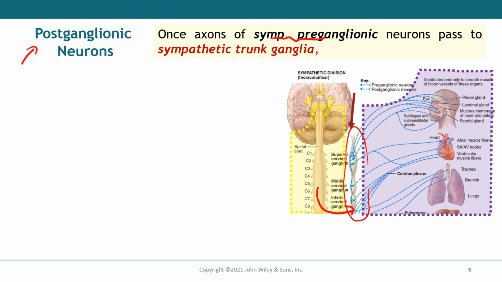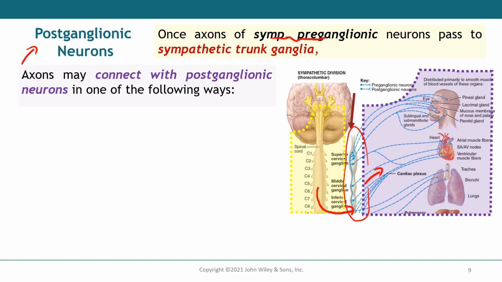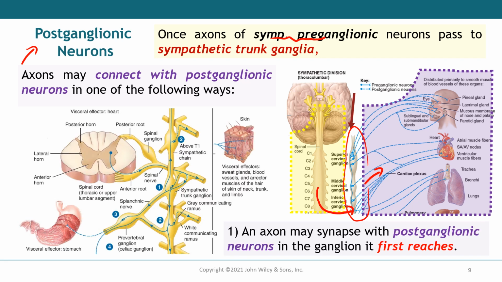To reach this last step, the postganglionic neurons, your textbook will show you that these axons may connect in so many different ways. And to that, it shows you this diagram. Each one of these numbers represents a different way in which this path can take place.